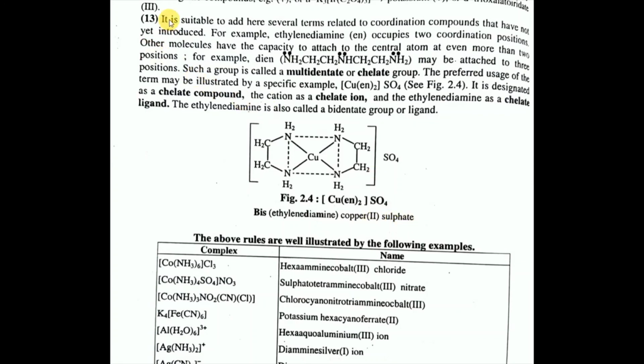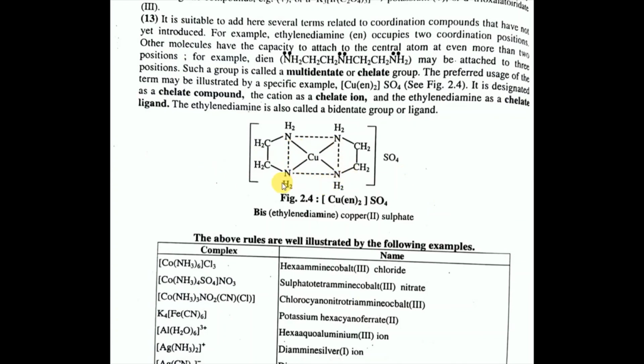So when ethylenediamine occupies two coordination positions, other molecules have the capacity to attach to the central atom at even more than two positions. Therefore, this ligand is called a multidentate ligand or chelating ligand. The resultant complex is called a chelate complex. There is a ring formation. This ethylenediamine forms a ring between these two nitrogens, and therefore this complex is called a chelate complex.